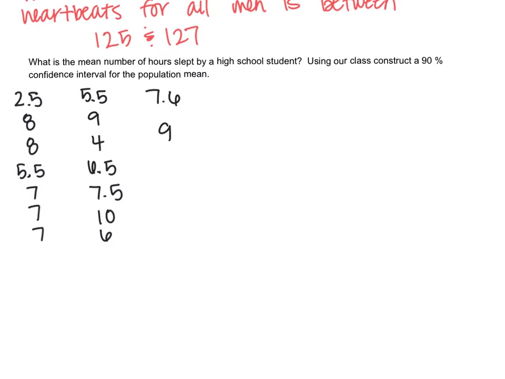Our next question asks us, what is the mean number of hours slept by a high school student? Using our class, construct a 90% confidence interval for the population mean. So using all of the statistics students, we have our list of average hours of sleep. Now, we don't quite have 30 students here. So we're just going to assume our distribution is normal.